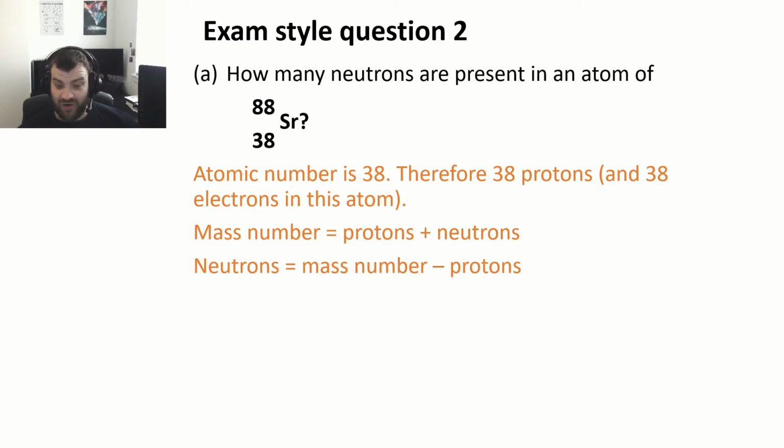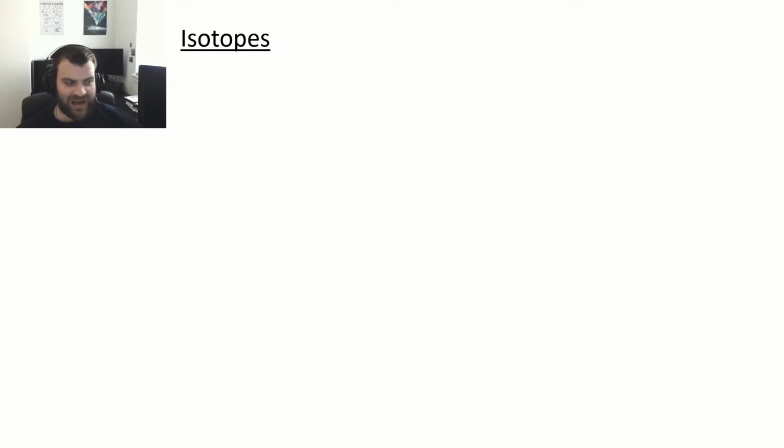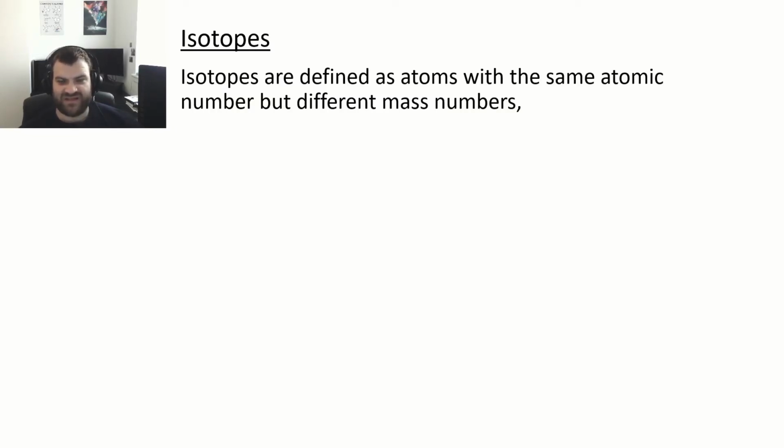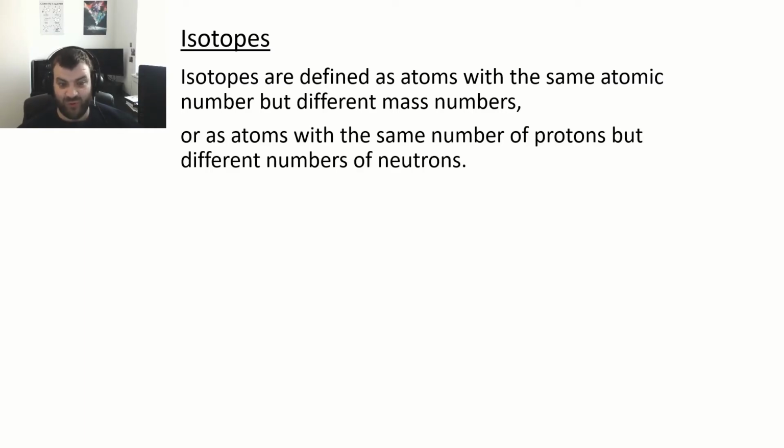Therefore, neutrons will equal the mass number, take away the number of protons. So it's going to be the difference between the two numbers, which gives us 50 neutrons. Moving on to talk about isotopes. Isotopes have the same atomic number, but they have different mass numbers. A different way of saying that is that they've got the same number of protons, but a different number of neutrons. So those are two interlinked descriptions of those.